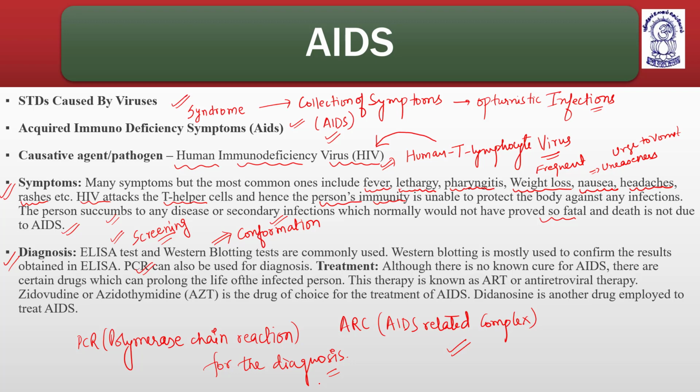Now the treatment. Although there is no known cure, and we know that we don't have any exact cure for AIDS, there are certain drugs which can prolong the life of the infected person, that is, increase the lifespan or life expectancy, or we can say improve the prognosis of the disease.